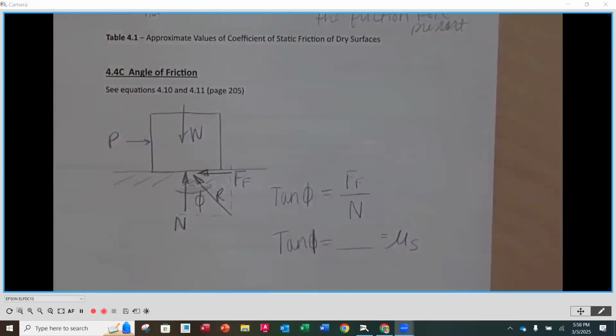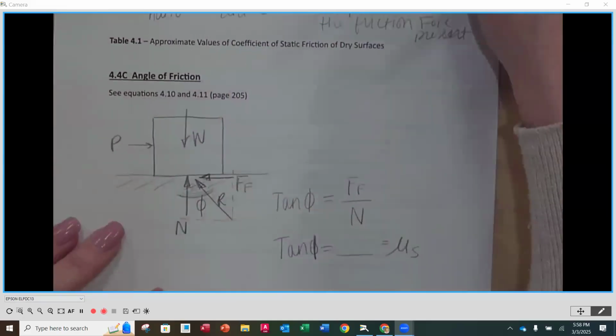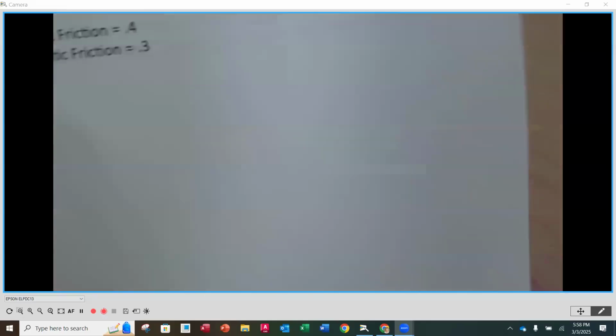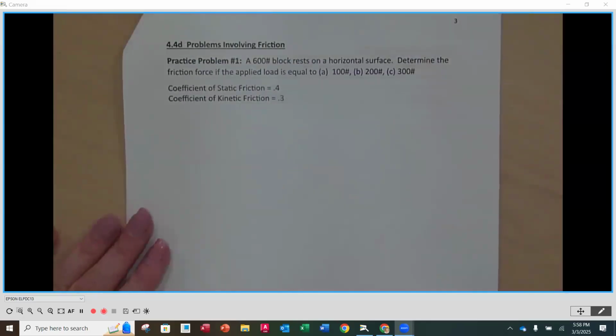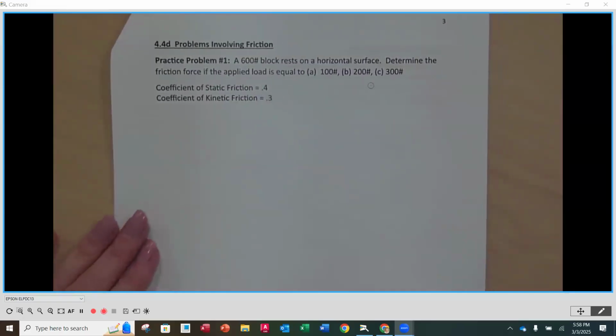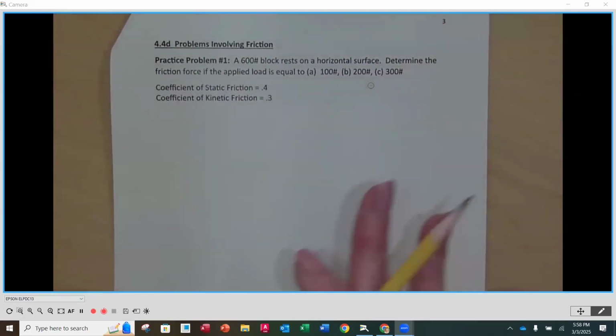How steep or shallow that resultant force is determines the magnitude of that friction force. So that's kind of the concepts. Let's look at a little story problem here, a little case study. This is not in your book, but this is our first practice problem, and it's part of our guided notes here.